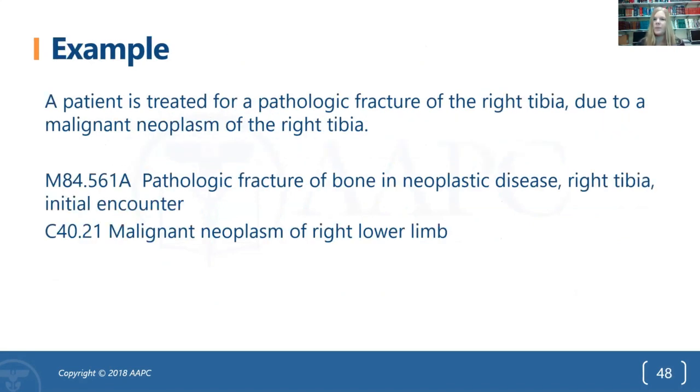So here's an example. Patient is treated for pathologic fracture of right tibia due to neoplasm of the right tibia. First, we use M84.561A for our initial encounter of the fracture, and then C40.21 malignant neoplasm of right lower limb.